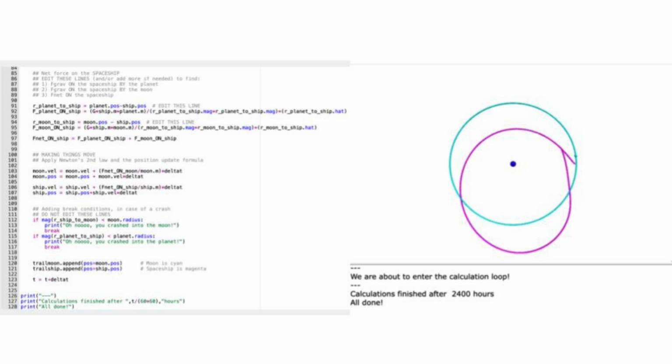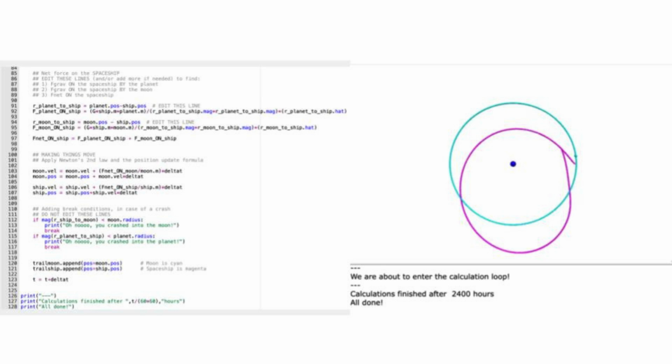In order to see how each object affected each other, we had to find the forces on each object from each other object. The only thing we didn't do this for was the planet since it was stationary, but we did it for the ship and also for the moon. Then we did the position update formula for the moon in order to find the moon velocity and the ship's velocity, and we also updated the position based on that.